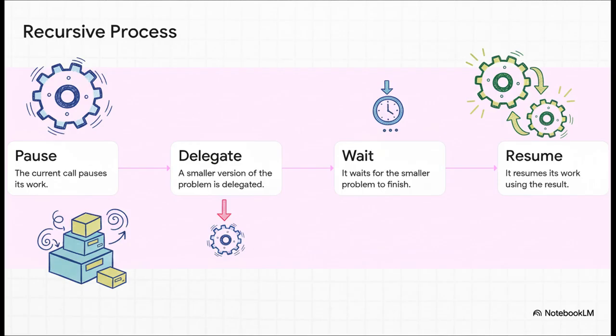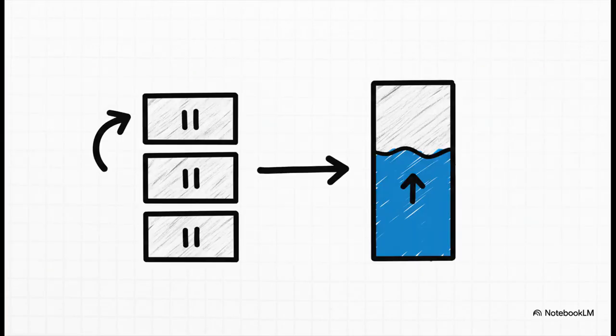And only when that smaller job is completely finished and returns an answer does the original function wake up and resume its own work. And this is where the cost comes in. Every single one of those paused jobs has to be remembered. The computer has to write down a little note for each one saying, here's where you left off. It stores all these notes on something called the call stack, and that stack of pending work is exactly why recursion uses up memory. It's a trade-off.